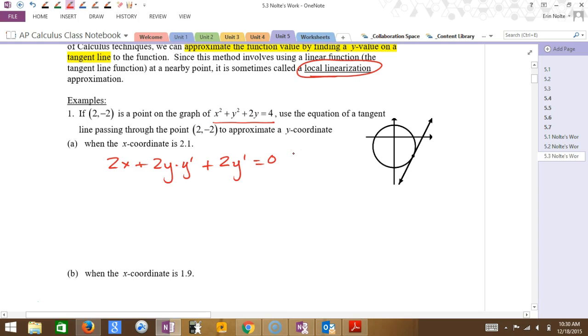Perfect. Then I'm just going to solve for the y derivative. I would start by subtracting 2x. And then how can I isolate the y derivative piece? Pull it out like a greatest common factor. So I would have 2y plus 2. And what would my last step be? Divide by that.